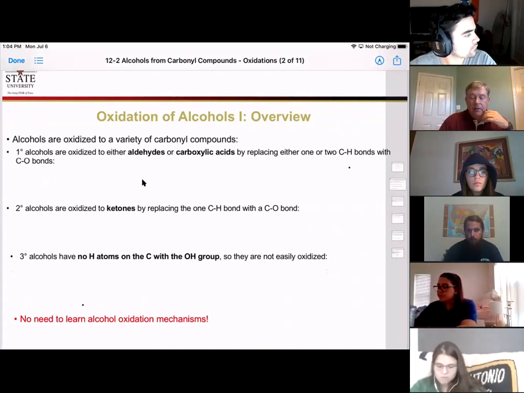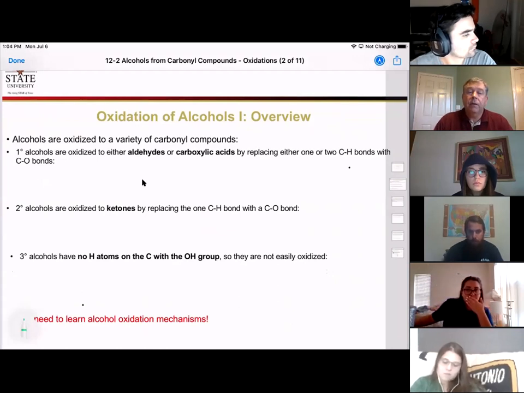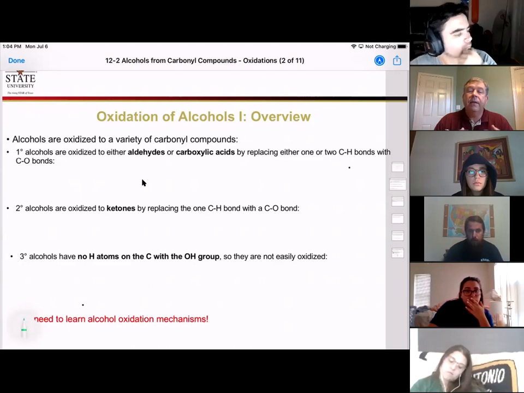And so in alcohols, we have 3 different kinds of alcohols available to us. We have primary alcohols, which have 2 hydrogens on the carbon with the OH on it. We have secondary alcohols, which have 1 hydrogen on that carbon with the OH on it. And then we have tertiary alcohols. And those have no hydrogens on the carbon with the OH on it.